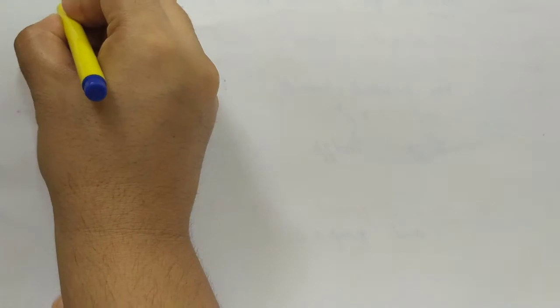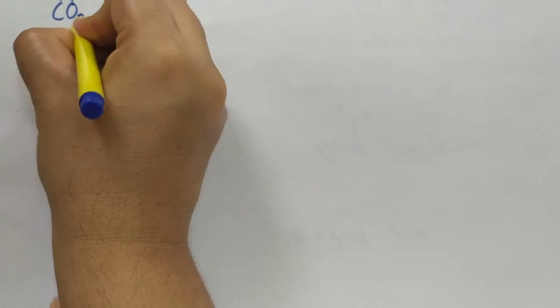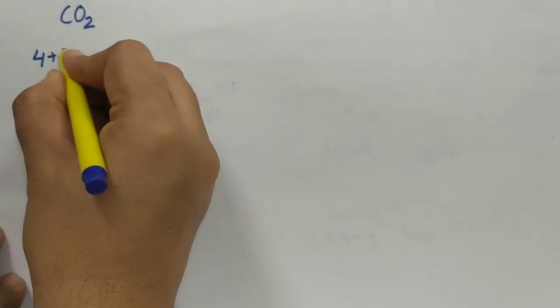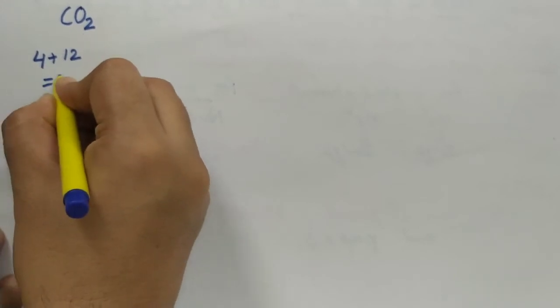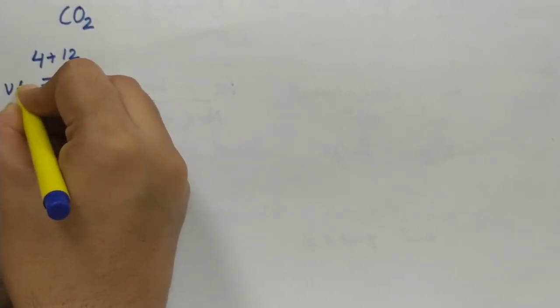Finally, I am going to draw the Lewis dot structure of carbon dioxide, CO2. First step is to count all the valence electrons. In carbon, valence electron is 4. In case of oxygen, 6. 6 times 2 is 12, and 12 and 4 is 16. Total valence electron is 16.